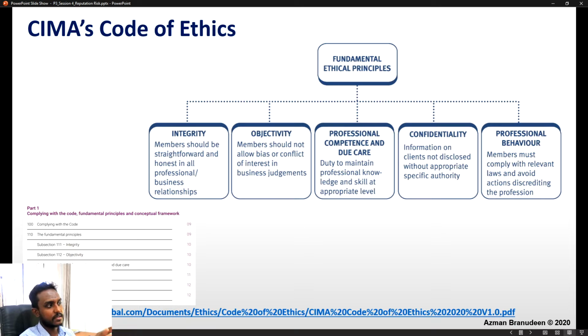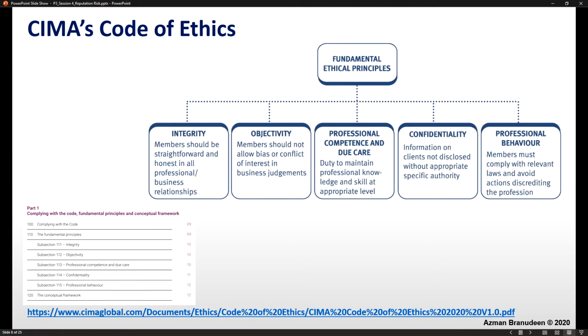these, the fundamental ethical principles, as you can see, complying with the code, fundamental principles and conceptual framework. That is the heading of this part. Complying with the code, 110 is fundamental principles, these 5, and 120 is the conceptual framework. You can check it out.